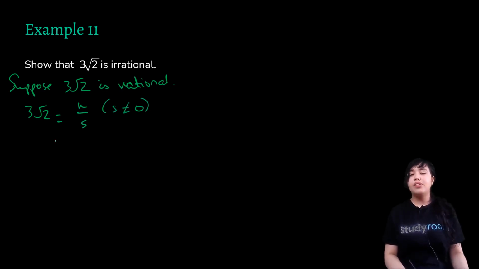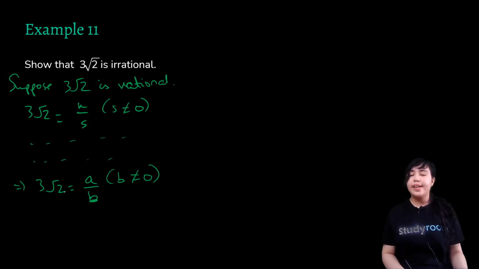Let r and s have a common factor other than 1, dividing by that common factor. Write those 2 lines. Implies that 3 by root 2 is equal to a by b. These are some integers. They are co-prime. They do not have any common factor other than 1, and b is not equal to 0. Now again, I won't do a simple cross multiplication. I will just make root 2 the subject of my formula. So root 2 is equal to a upon 3b.